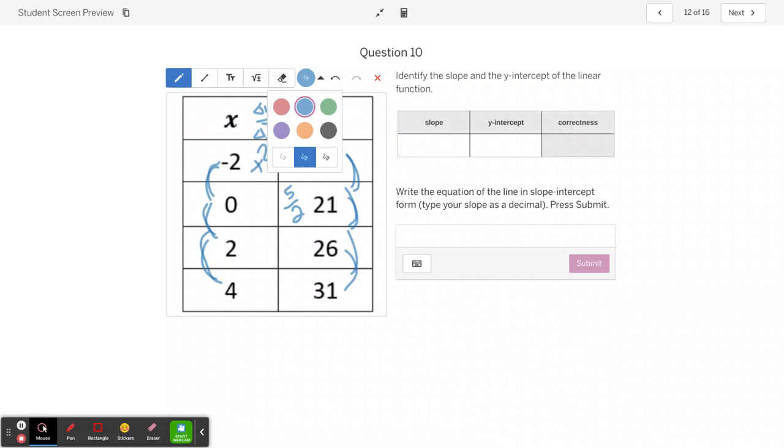Then, because the y-intercept is where the line crosses the y-axis, the x value is always 0. Here's my 0. That means this number with it, because it's the value of the y where x equals 0, is my b. So there's my slope. There's my b. I'm going to write my equation.